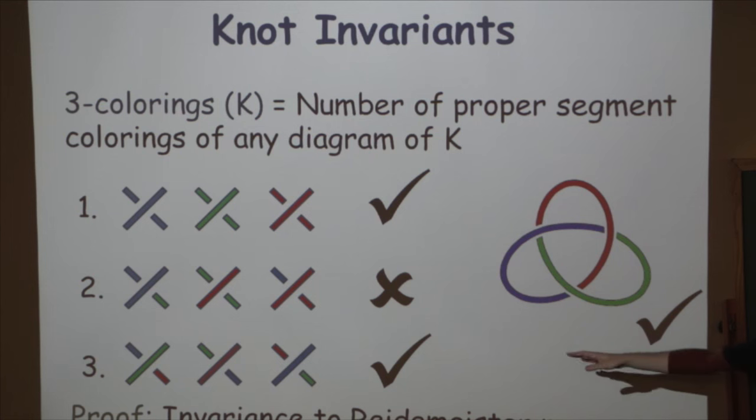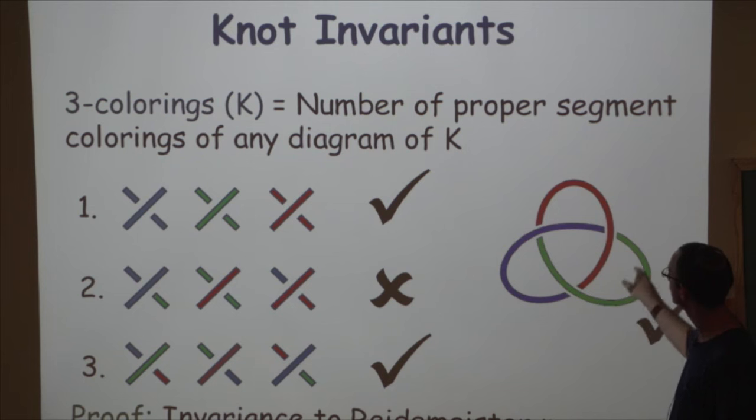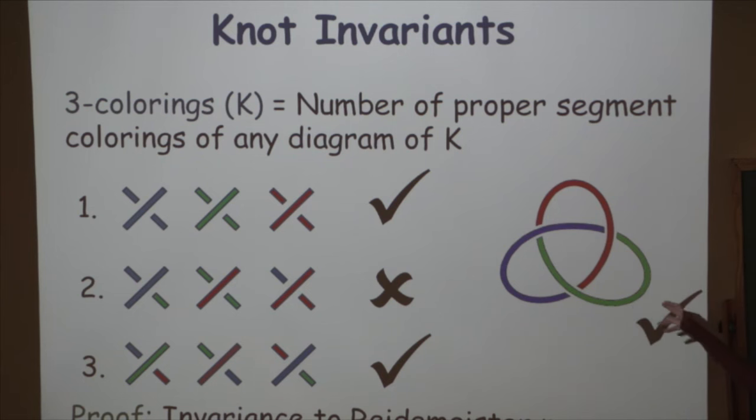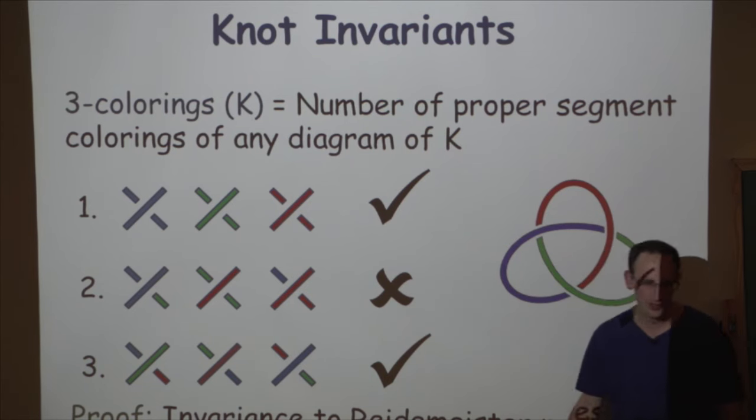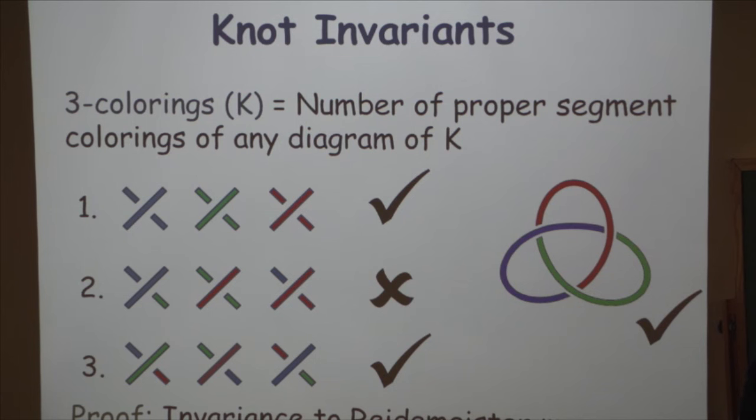This is a homework exercise, to show that this is indeed an invariant. But if you show that, then we can see that for the trefoil we have a non-trivial coloring right here, which is a non-monochromatic coloring. And for the unknot, we have only those three monochromatic colorings. So these must be different.